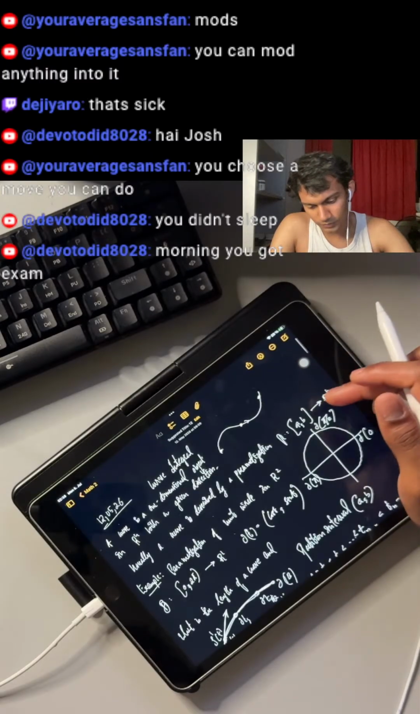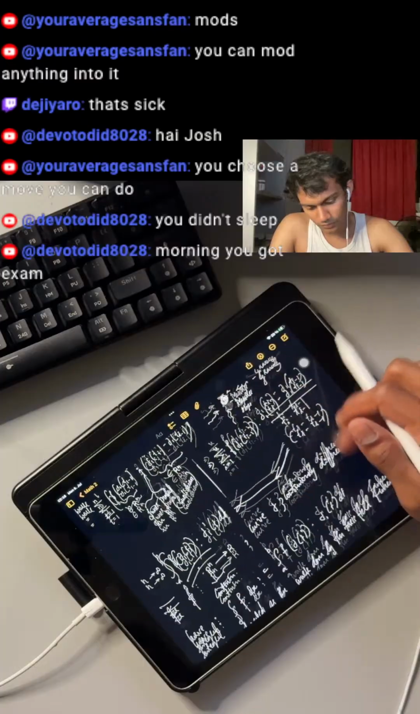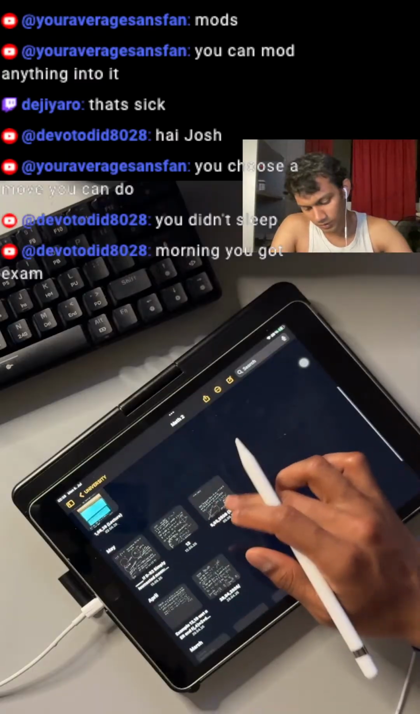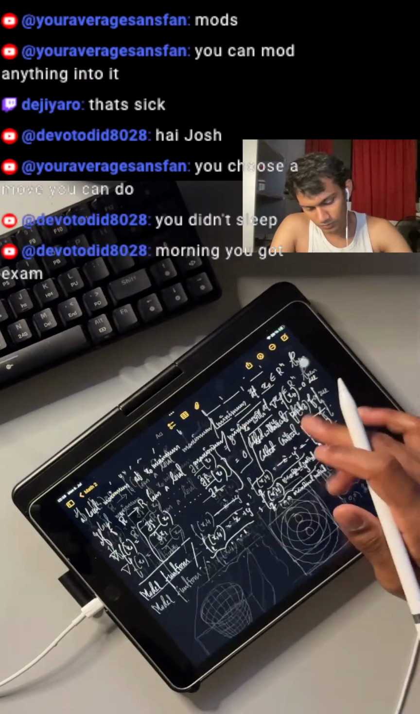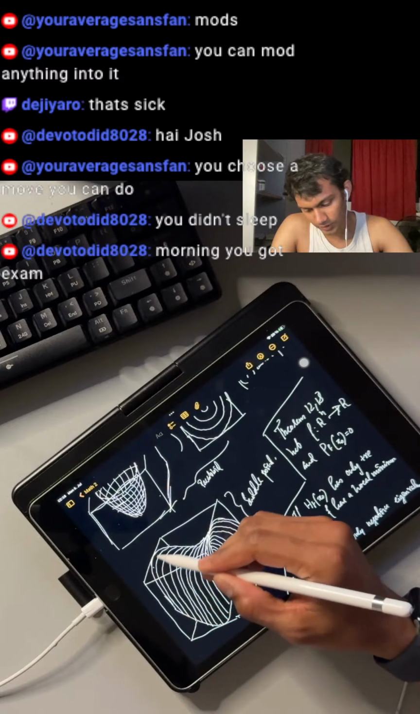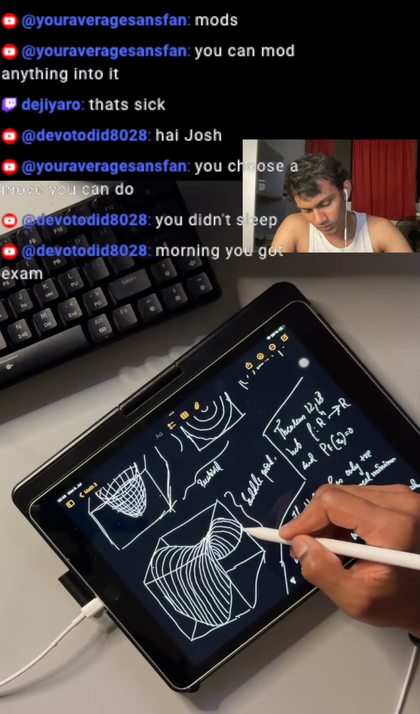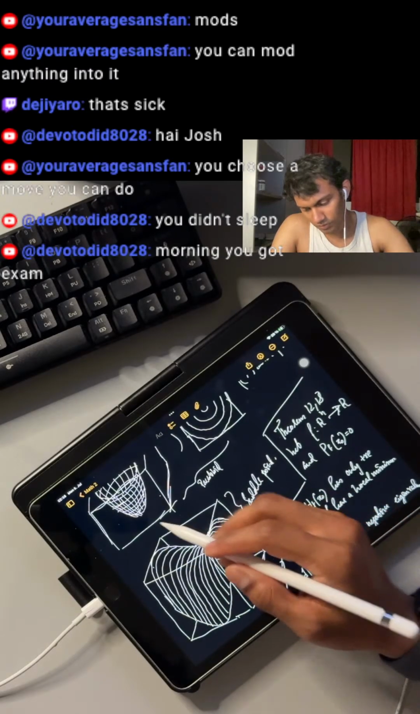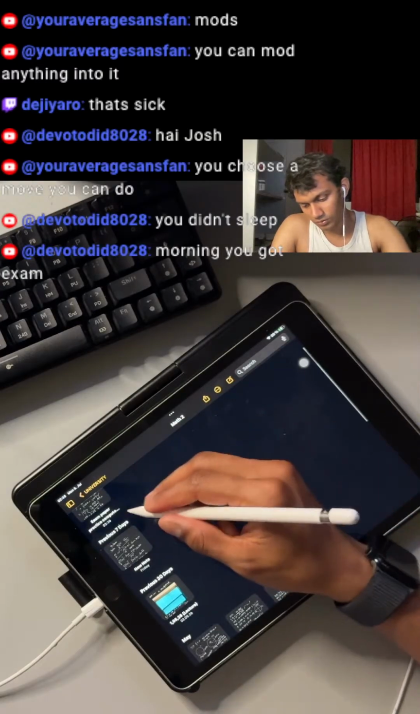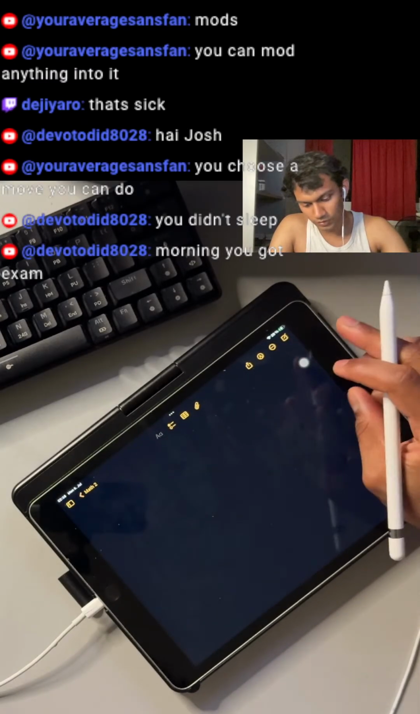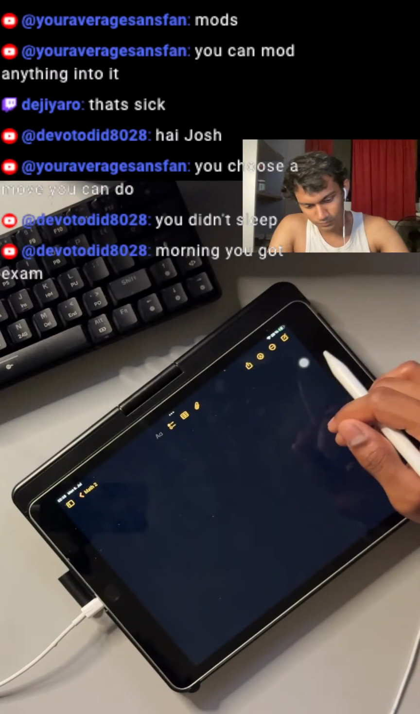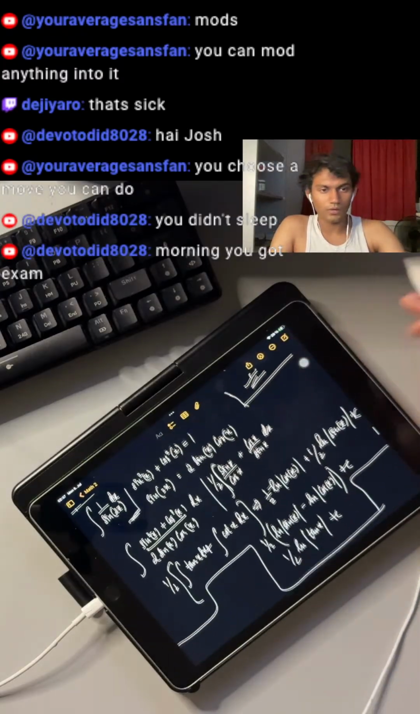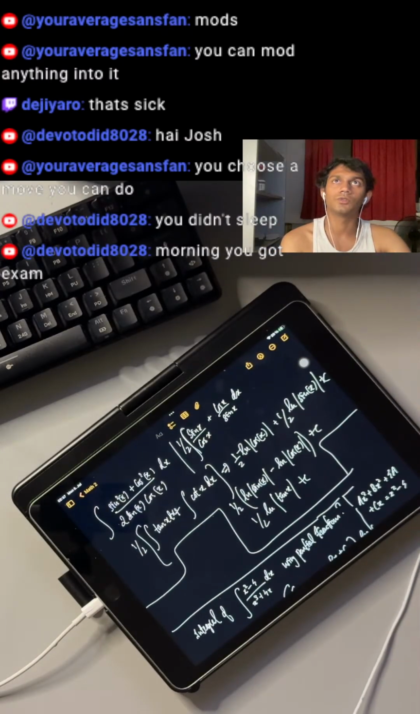Where's the saddle point? It should be somewhere here. There we go. It goes like this. Then it goes like this. Okay. If I could draw the saddle point, that would be good. Should look into the saddle point.